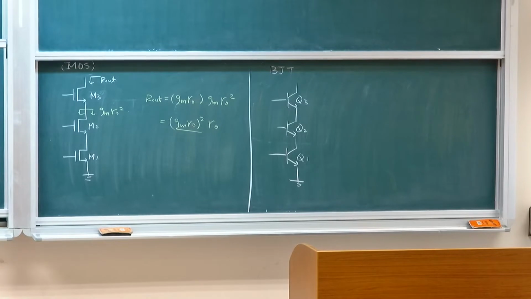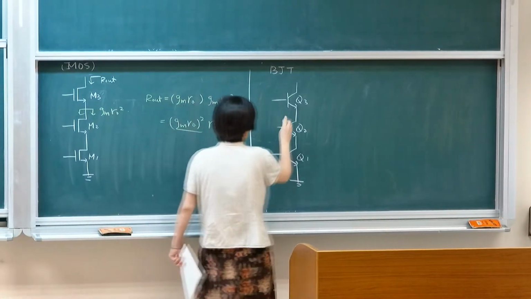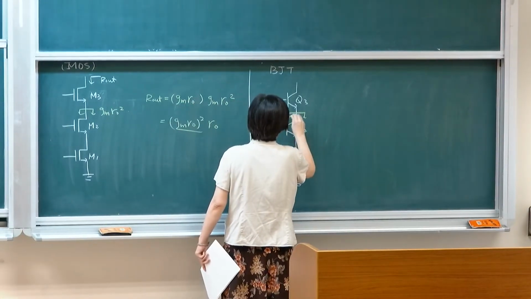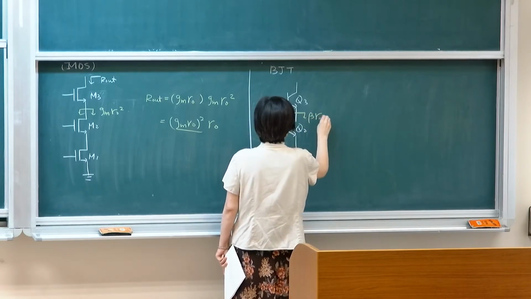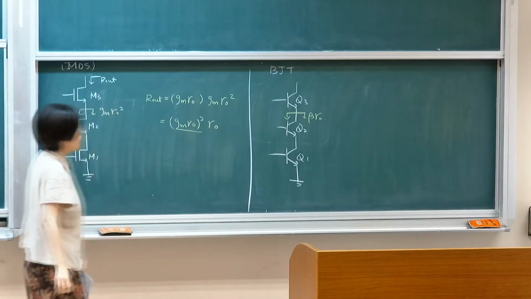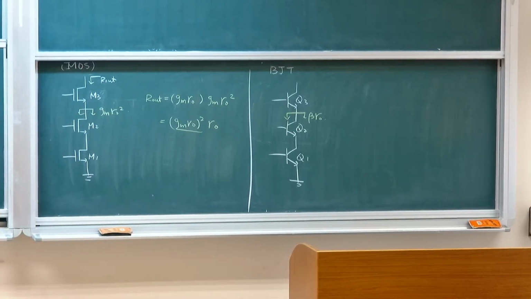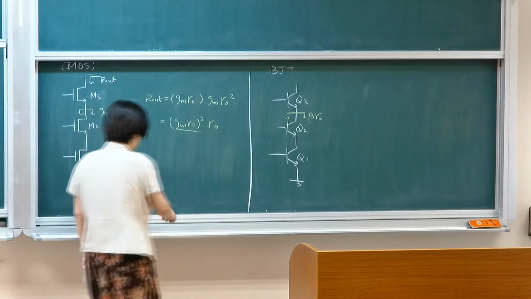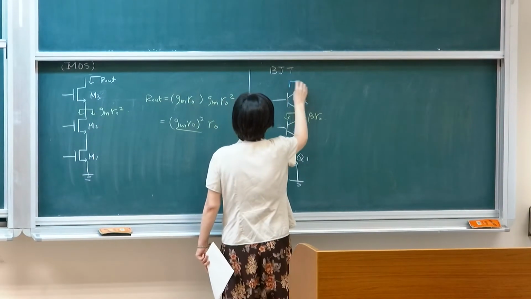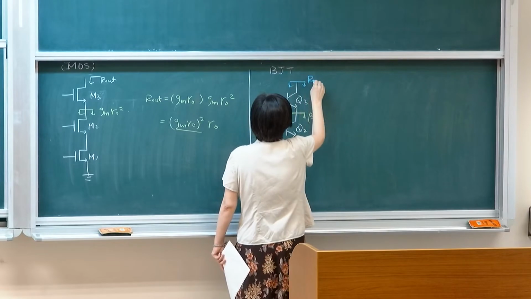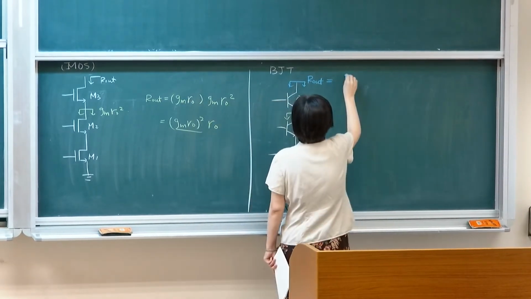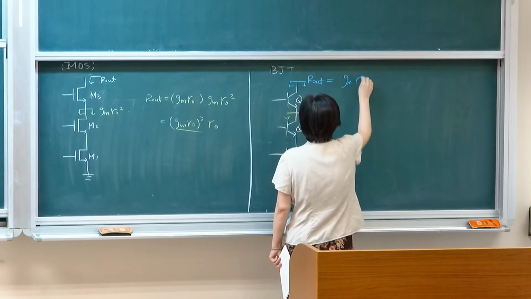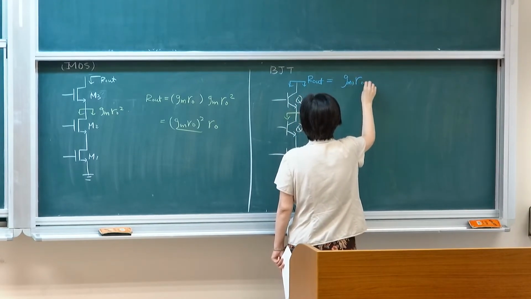So if I'm looking down, I already know this answer. I already know that this will be beta RO. If you're looking down, it should be beta RO. So based on this equation, if I'm looking down from here, my RO should be GM RO. I'm just going to highlight 3 for now.